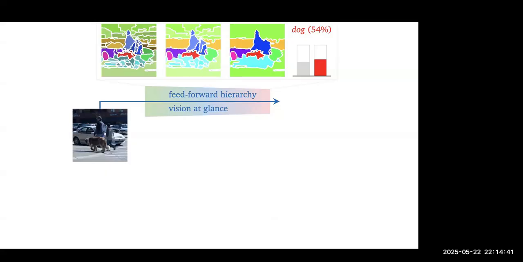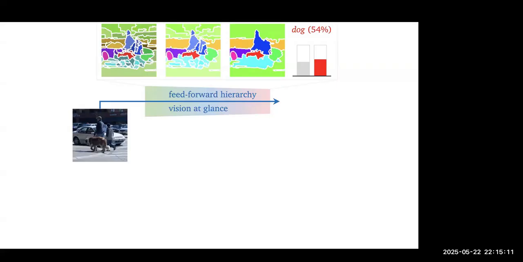task to illustrate our test time optimization. This image is very complicated. You have an adult, a boy, a dog, and a car. And the model is trained for dog versus non-dog. So initially, the feed forward, the vision at a glance, the first glance at this image, pre-trained on other images, will say, oh, there might be a dog, but I'm only 54% sure there's a dog.